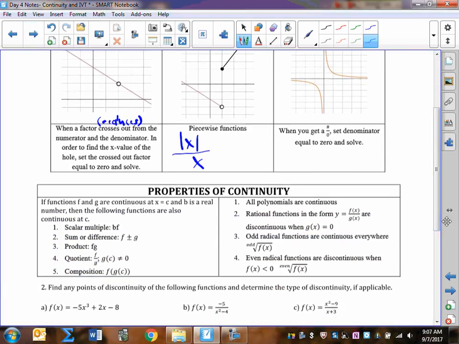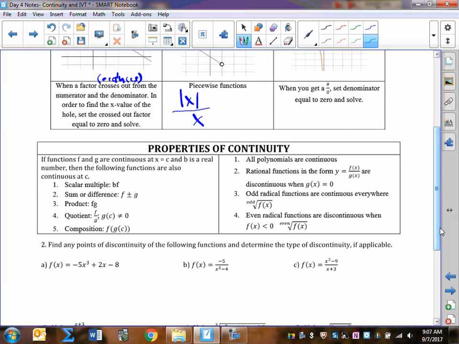Now our properties of continuity. This is something that's pretty important here because we have certain existence theorems in calculus, and the very first statement is, if a function is continuous, then blah, blah, blah, blah. So in order to use those theorems, we have to determine whether or not the function is continuous. All right, so some properties of continuity.